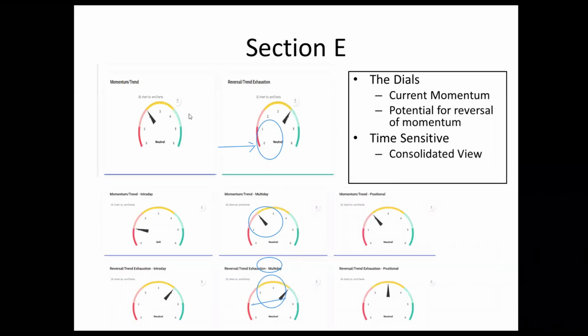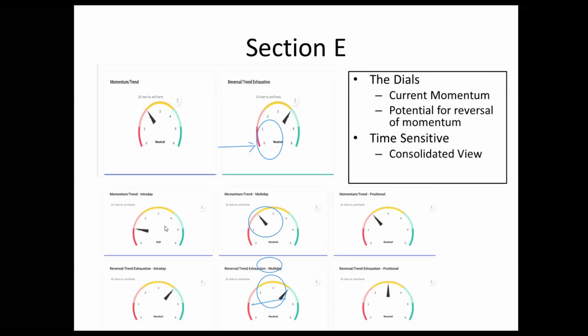At the bottom of the screen here, I have taken the consolidated view so that you are seeing the intraday, the multi-day and the positional, all the dials. These are the momentum dials and these are the momentum reversal dials possibilities. Here if you notice, allow me to just erase all these because they might be coming in the way of what you are seeing or the point that we are about to make.